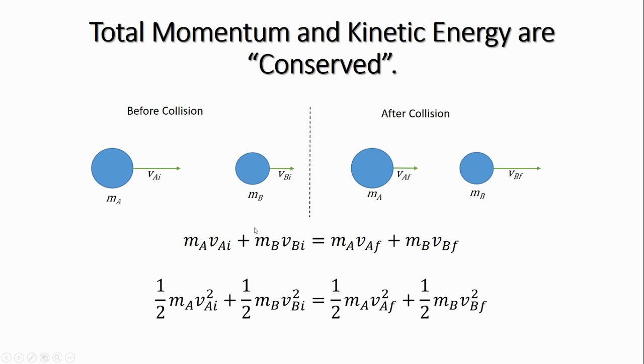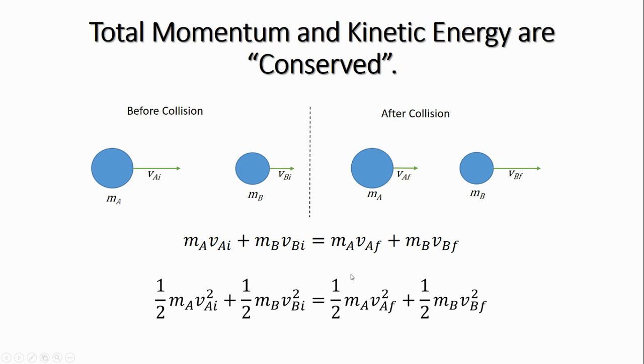So this first equation is a statement of the law of conservation of momentum. This is the initial momentum of object A, initial momentum of object B. So this is the total initial momentum before the collision. And likewise, this would be the total momentum after the collision. The bottom equation is the conservation of kinetic energy. So this term is the initial kinetic energy of object A, initial kinetic energy of object B. So this would be the total kinetic energy before the collision. This would be the total kinetic energy after the collision.